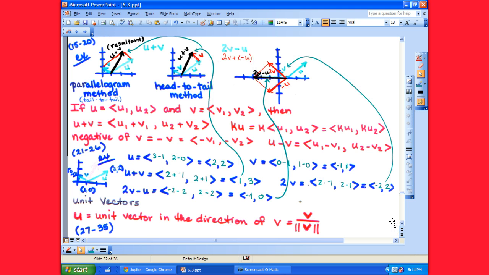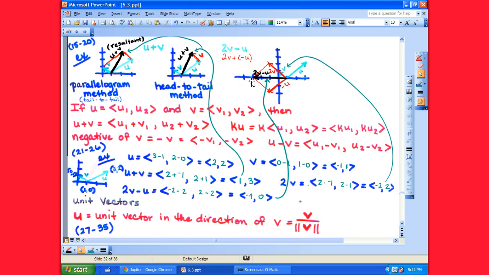Result of negative 4, 0. The answer that we're getting here matches the answer that we got when we drew it out a few moments ago. Notice that our resultant, if you start right here and you go over 1, 2, 3, 4, is negative 4, 0. That is exactly what that resultant is.